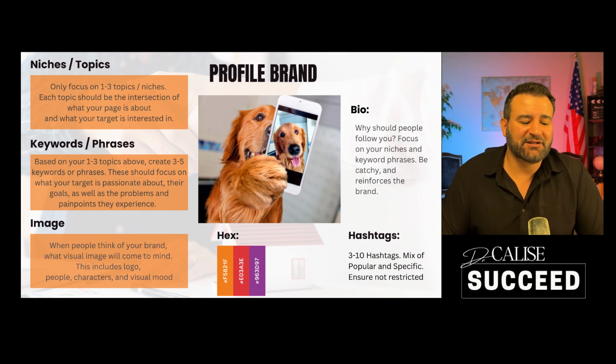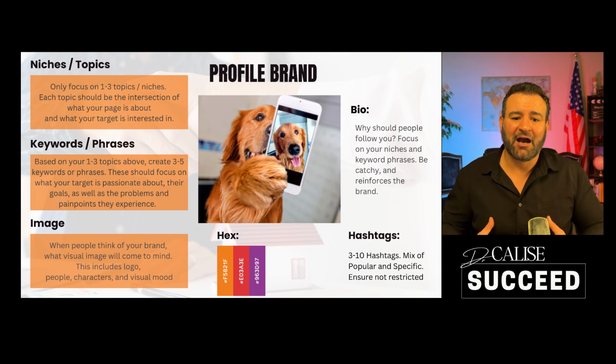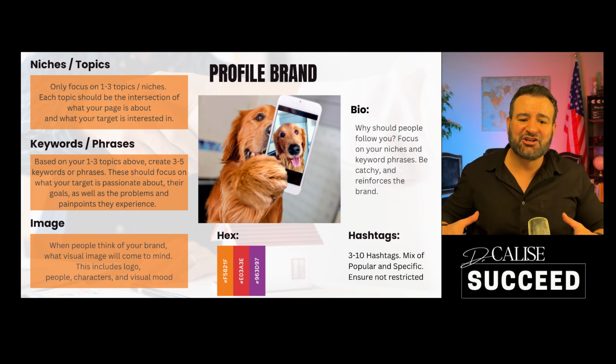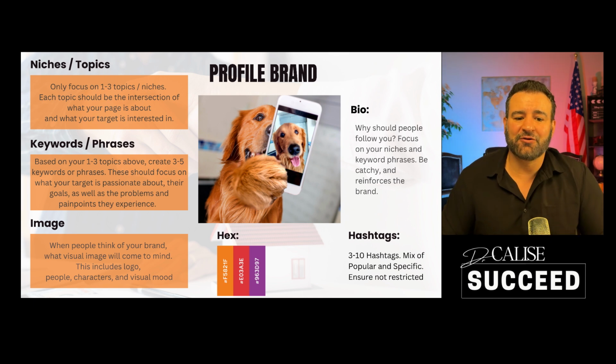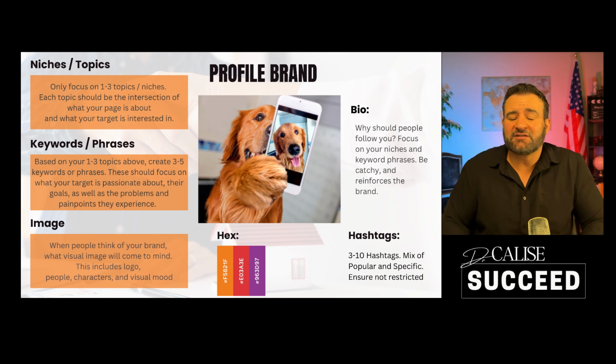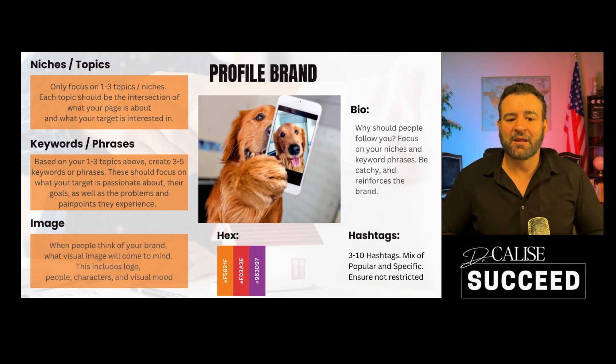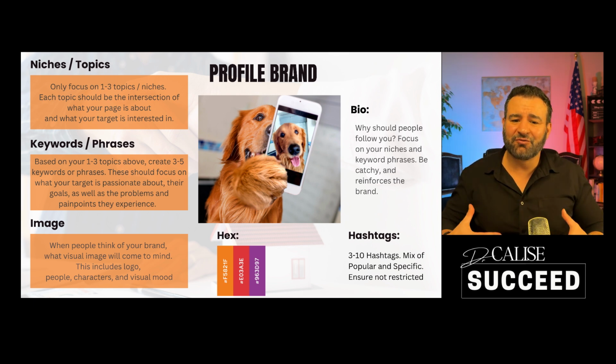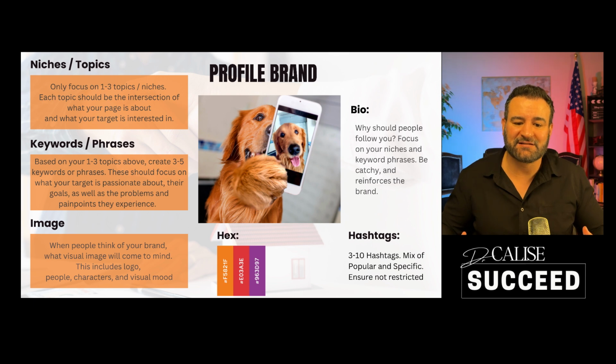So we've actually talked about in previous videos how to niche down, how to only focus on 1 to 3 topics or niches. And each topic should be the intersection of what your page is about and what your target audience is interested in, all right? So what are these 1 to 3 topics that you're going to talk about? Keywords, phrases. Based on these 1 to 3 topics, what you want to do is create 3 to 5 keywords or phrases, right? These should be what your target is passionate about. It should be their goals, as well as their problems and pain points that they experience.